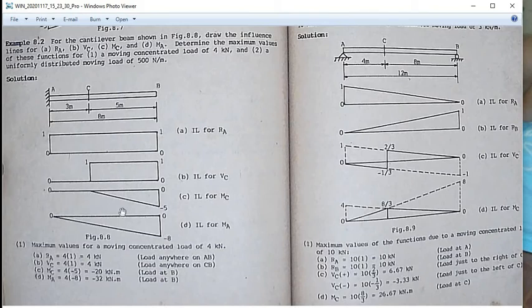This time, considering a concentrated load of 4 kilonewton, again applied at the point where it will cause a maximum shear and moment, it is at point B. So, letter A, that would be reaction at A, that is 4 kilonewton. Notice na yung mga may parenthesis, yan yung mga influence load values.